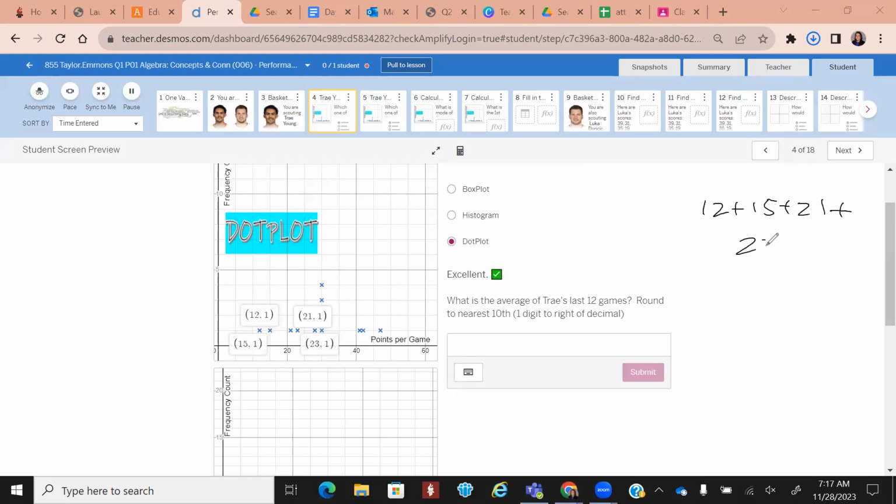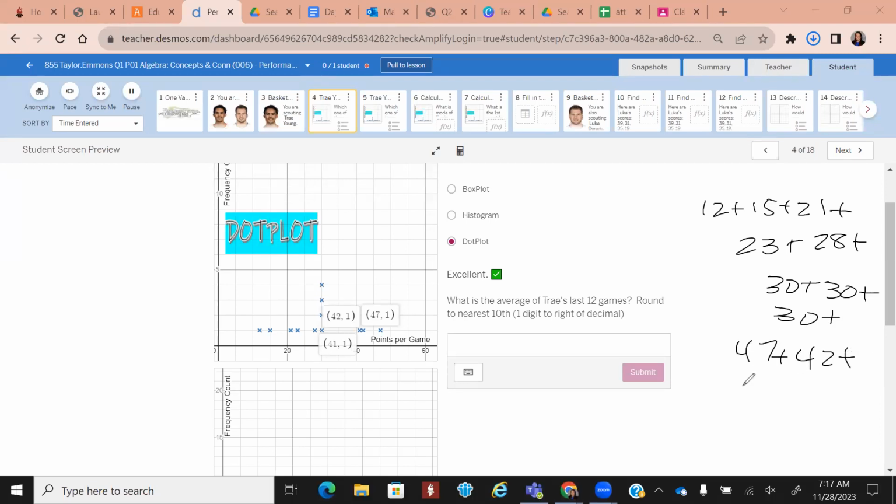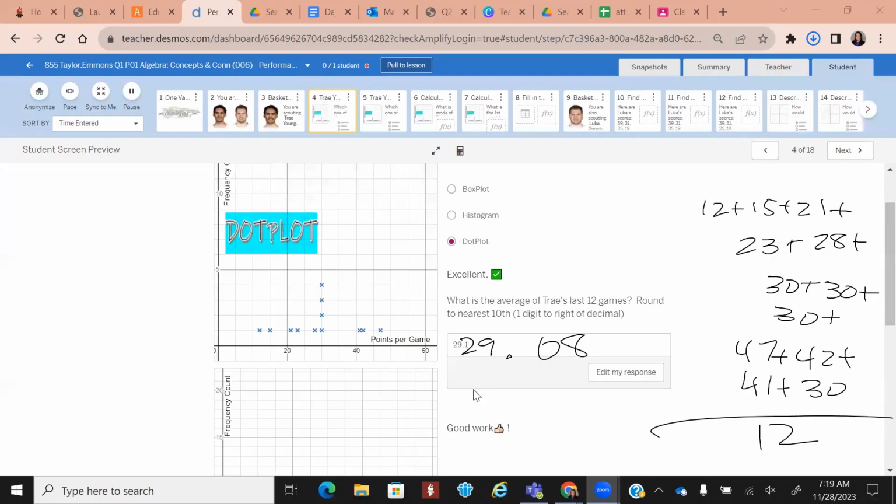Okay, so you add them all up, and then you divide by how many numbers there are, right? So 28, 30, 30, 30. 7, 42, 41. Okay, and then you're going to divide them by 12. So what'd you get when you added all those numbers up and then divided by 12? Yep, so this would have been 29.08 or 29.1.